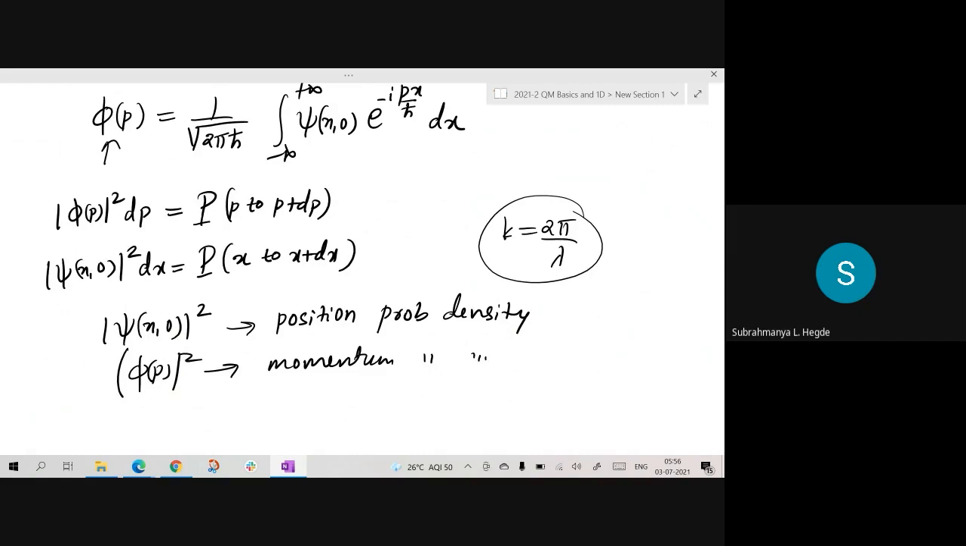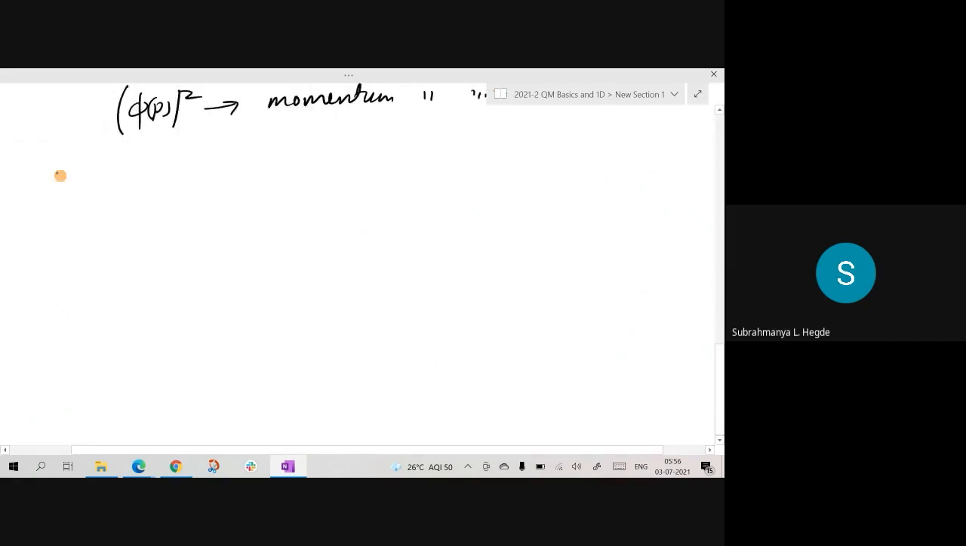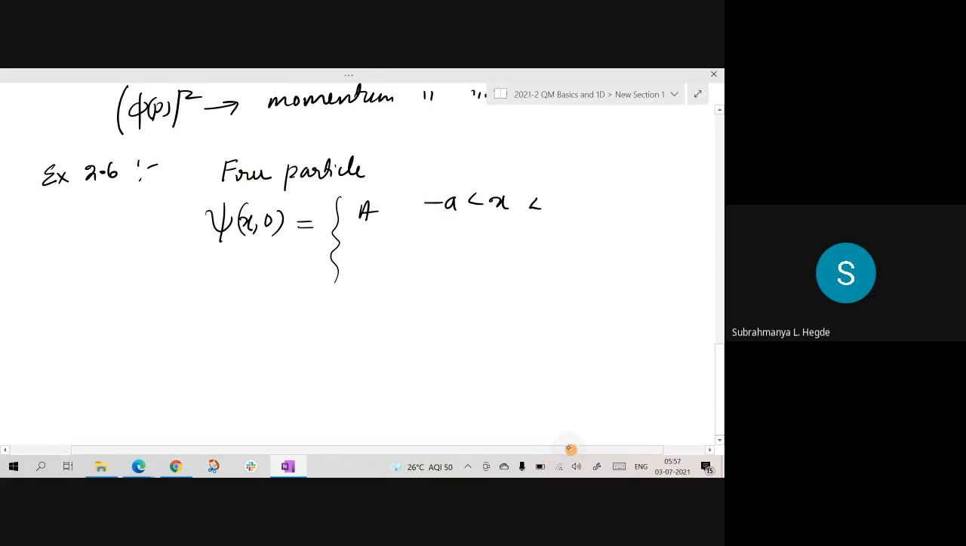So now let me go for example number 2.6. Let me first define the example, then I'll show you the animations that I have done. So psi of x comma 0, free particle. We are talking about a free particle, initially localized. That's equal to capital A when x is between minus a to plus a. It's equal to 0 otherwise.